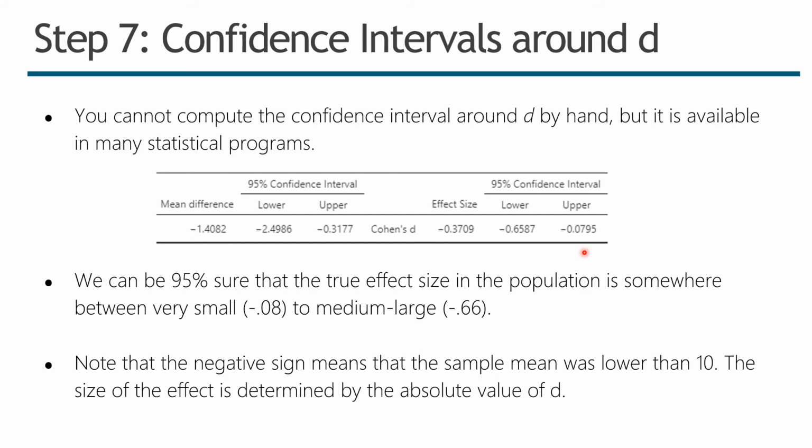And if you want a narrower estimate of the effect size, if you want to be more precise, you need a bigger sample size. Note here that our negative sign again just means that the sample mean was lower than 10. It does not tell us how big the size is. You look at the absolute value of d to determine how big that effect is. We already established that that was a small to medium effect that we're looking at there.